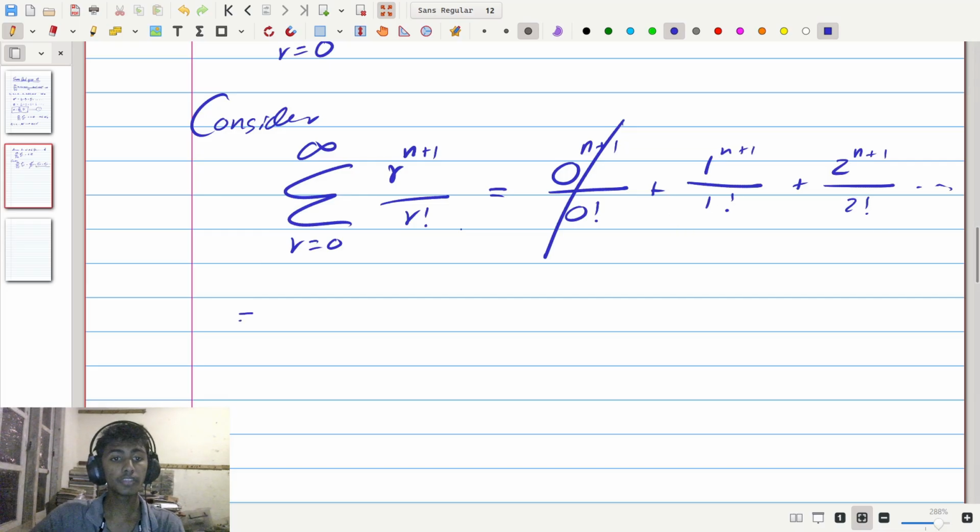So therefore, the sum from r equals 0 to infinity of r to the power of n plus 1 divided by r factorial is the same as the sum from r equals 1 up to infinity of r to the power of n plus 1 divided by r factorial.